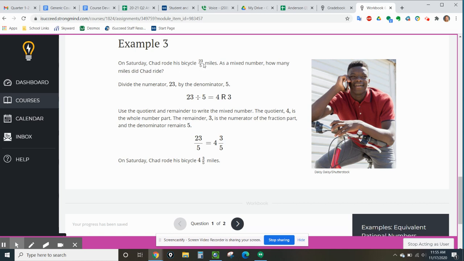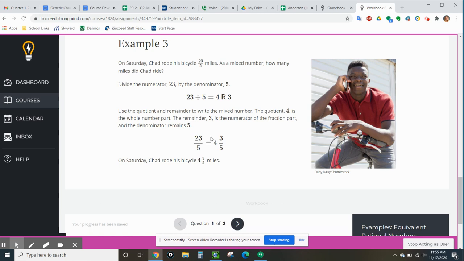So now we're doing the opposite. They gave us this improper fraction, and we want to write it with a whole number out in front. So divide the numerator 23 by 5. So like, how many times does 5 go into 23? It goes in 4 times. That'd be 20, and there's a remainder of 3.